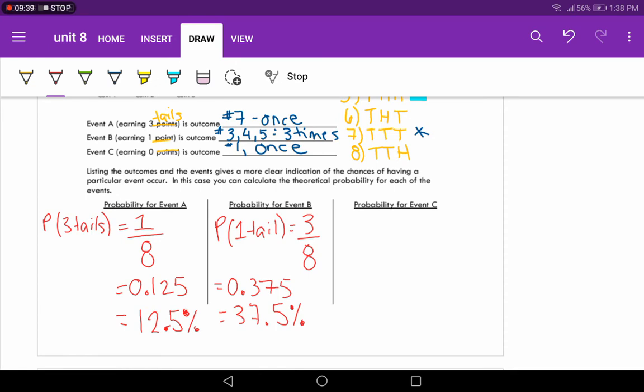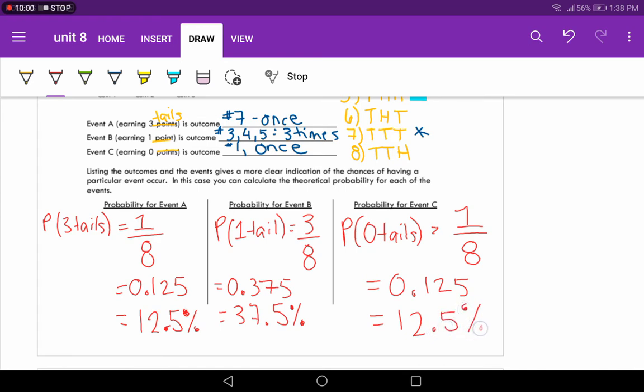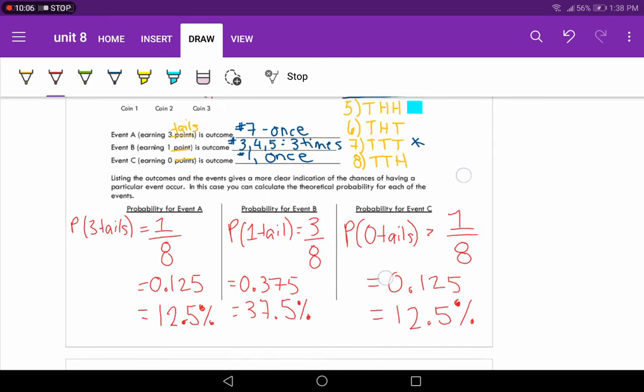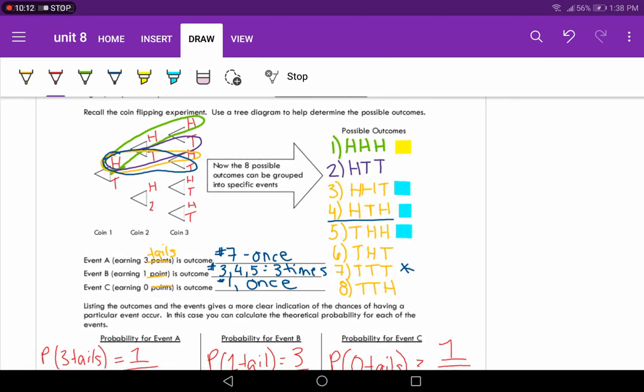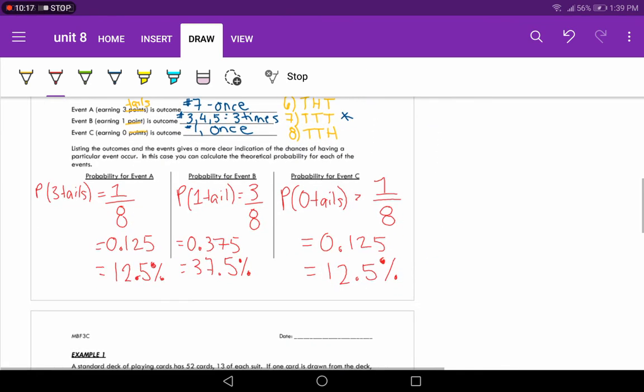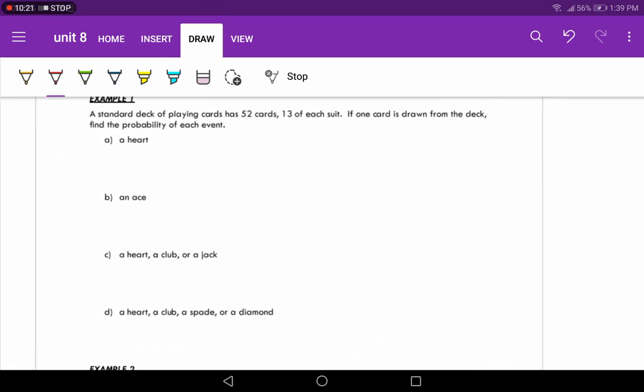Okay, and the last one, the probability of 0 tails. So that only occurs if we have all heads, which is 1 out of 8 possibilities. Again, you're going to divide those out, 0.125, multiply by 100, tells us that this will only occur 12.5% of the time. Okay, so notice how we didn't actually flip a coin here, right? We just talked about all of the possible options if we were to flip the coin. We didn't actually do an experiment where we flipped the coin.